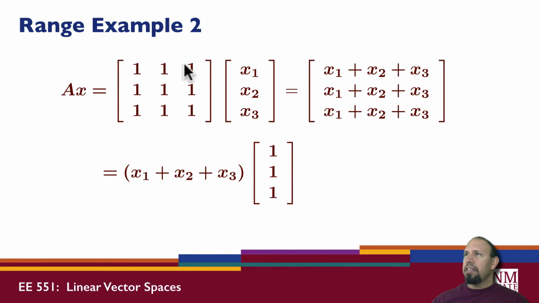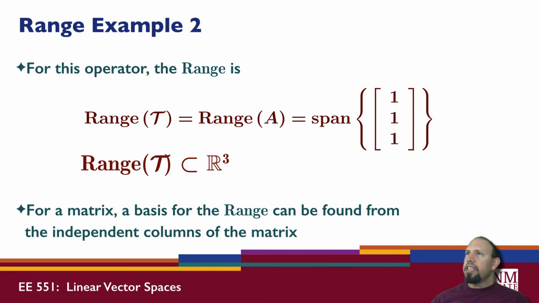When we multiply by X, we basically get the sum of the elements of X. All the elements are that. I can factor this sum out and get this times all ones. So in this case, the range of the operator is the range of A. I can think of it in terms of the range of a matrix, and that's the span of all multiples of this vector. Clearly that is contained in R3, but it's definitely less than all of R3.